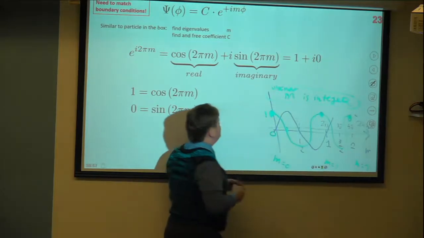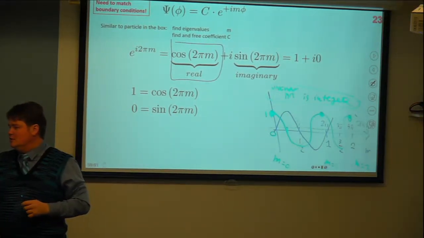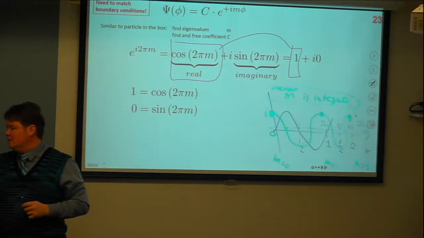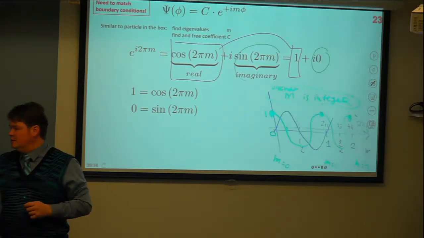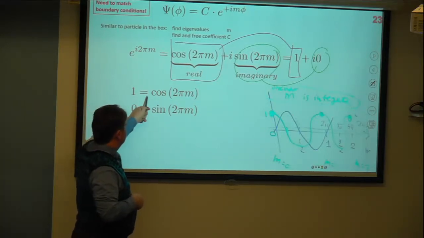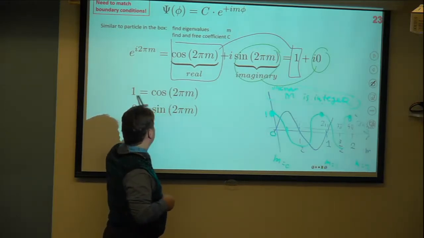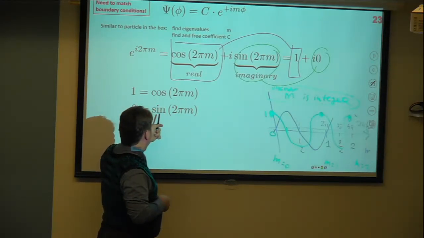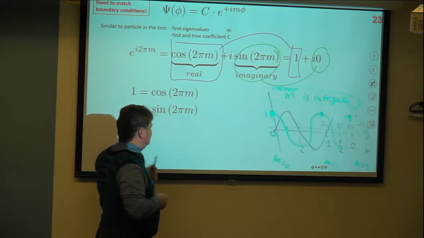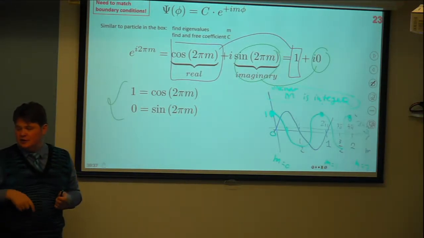In fact, it can be decomposed into 2 equalities. So real part is equal to real part, and imaginary part equals to imaginary part, right? Cosine 2 pi m equals 1. Sine 2 pi m equals 0. And these two equations should be solved simultaneously.